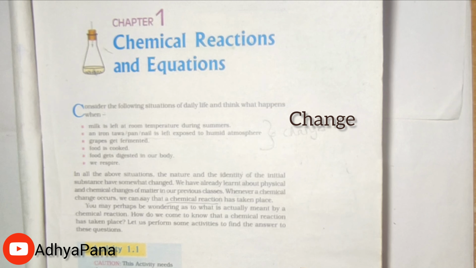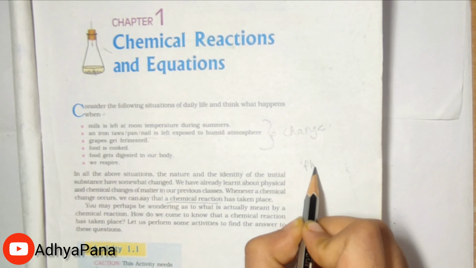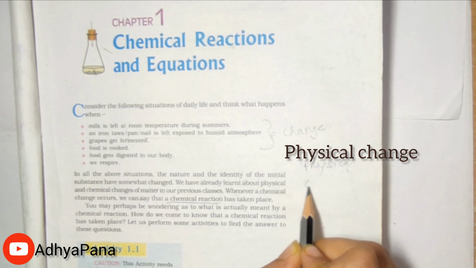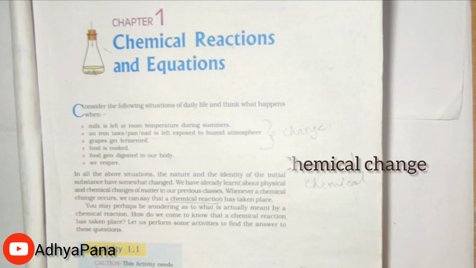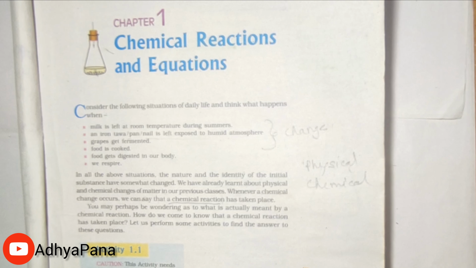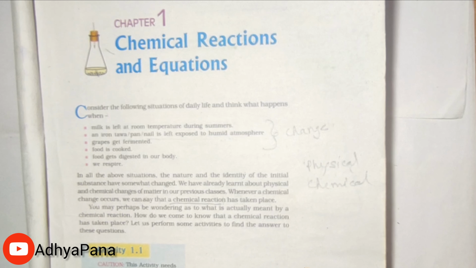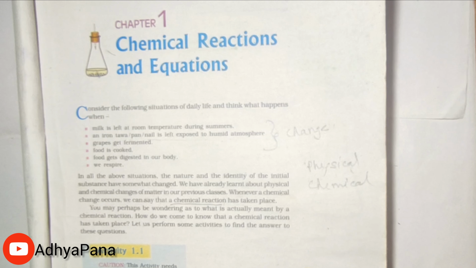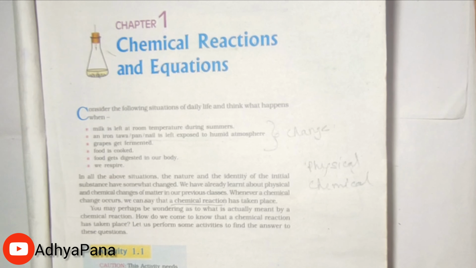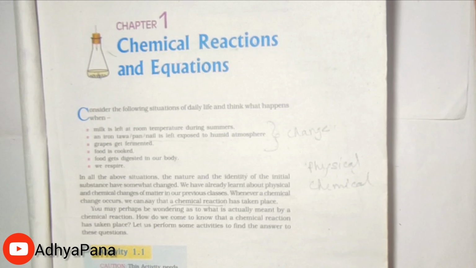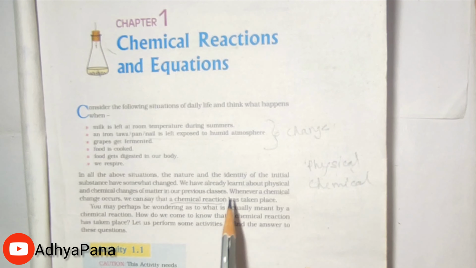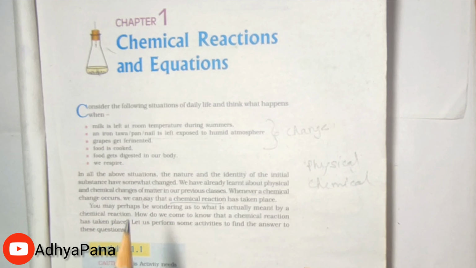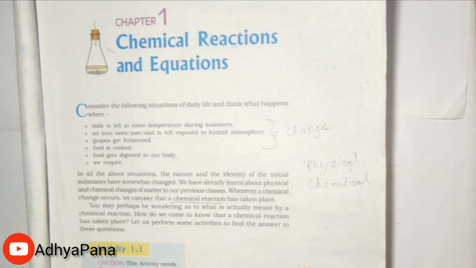So there are basically two types of change, physical change and chemical change. What is a physical change? A physical change is a change in which the substance only changes its physical state and it is easily reversible. And a chemical change? A chemical change is not easily reversible and the product formed has different properties from that of the initial substance. So, whenever a chemical change occurs, we can say that a chemical reaction has taken place.